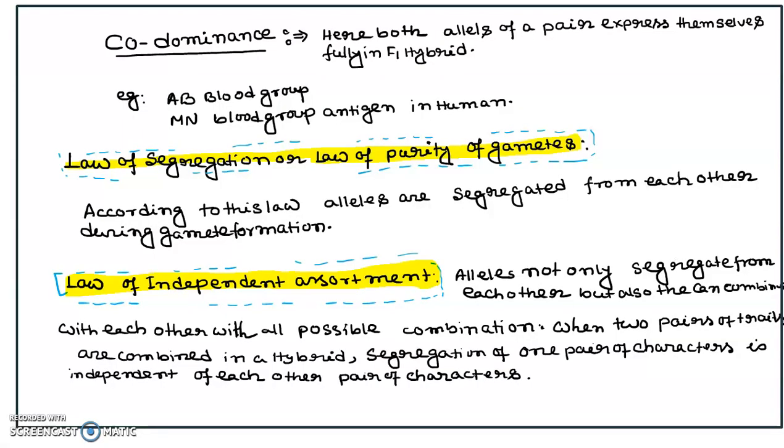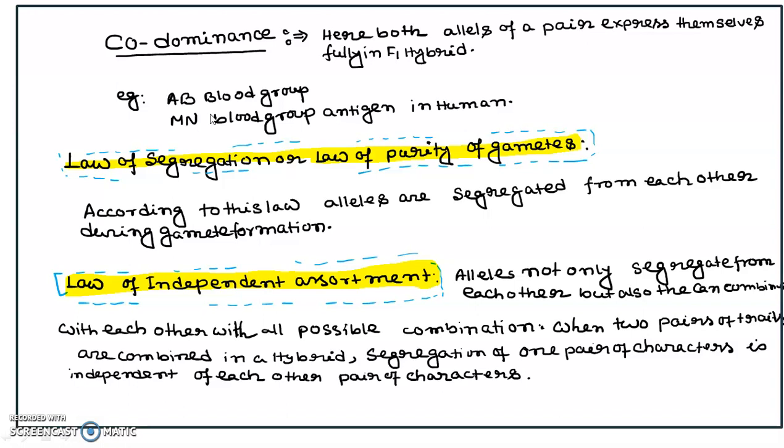Now coming to co-dominance, here both alleles of a pair express themselves fully in the F1 hybrid. Both alleles are expressed together, like in the AB blood group and the MN blood groups, which are examples of co-dominance. Now coming to the law of segregation, or the law of purity of gametes.